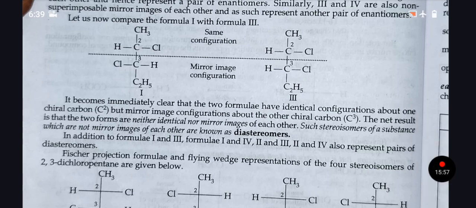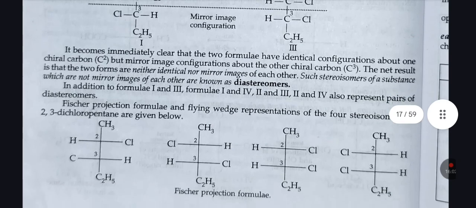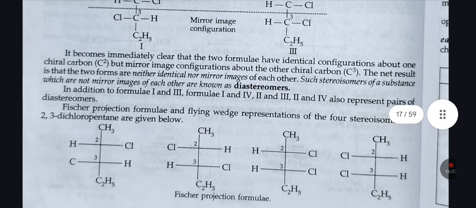It becomes immediately clear that the two formulas have identical conformation about one chiral carbon but mirror image conformation about the other chiral carbon. The net result is that the two forms are neither identical nor mirror images of each other. Such stereoisomers of a substance which are not mirror images of each other are known as diastereomers. In addition to Formula 1 and 3, Formula 1 and 4, 2 and 3, 2 and 4 also represent pairs of diastereomers.